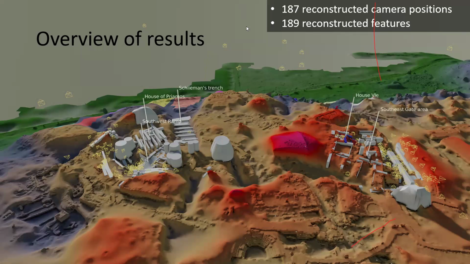This is an overview of the results. This is mapping out our virtual archaeological activities on a model of the current site. You can see we focused on two different areas. On the left, it is the area near the southwest ramp, and on the right, the area around the southeast gate.